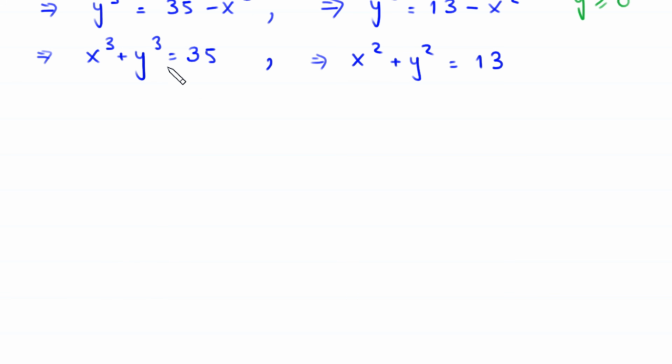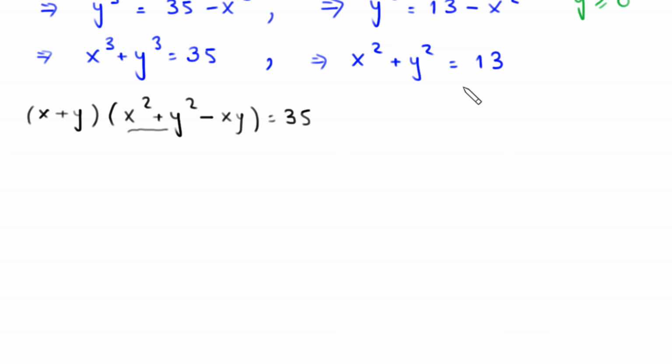Now we have a system of two equations. From the first, x cubed plus y cubed can be factorized as x plus y times x squared plus y squared minus xy equal to 35. Replace x squared plus y squared with 13, so this becomes x plus y times 13 minus xy equal to 35.